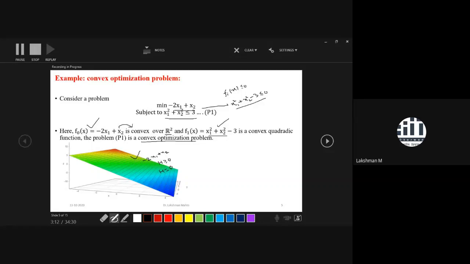Similarly, if you look at the constraint function, it will introduce a level set, because x1 square plus x2 square is less than or equal to 3. You will get this level set in the domain. So what you got is a disk, and this disk is the feasible set of this problem. This disk happens to be a convex set. So you are minimizing a convex function over this disk, that means a convex set. That's why it is a convex optimization problem, and you have already established that it satisfies the standard form of a convex optimization problem.